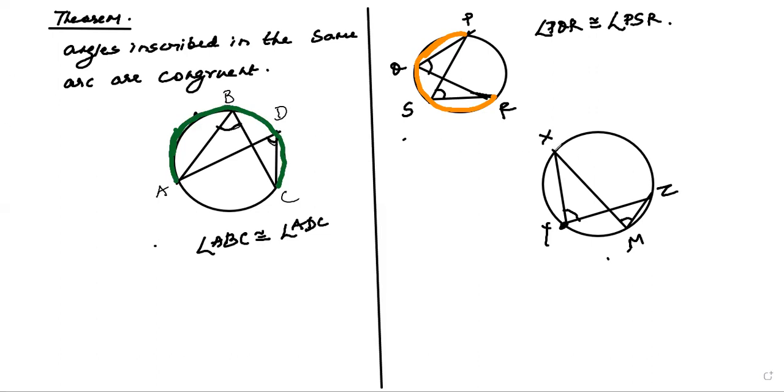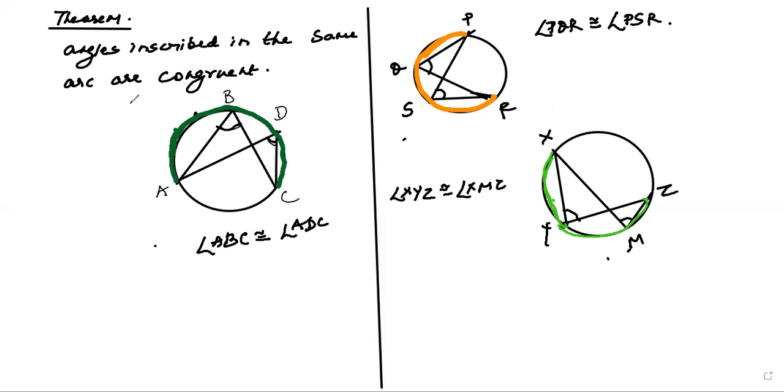You can see here, it starts from X. Can you see this light color of green, I think? It starts from X, goes up till Z. So these two angles are inscribed in the same arc. So you can always say, children, these angles are always congruent. Angles inscribed in the same arc are congruent. Like angle XYZ is congruent to angle XMZ. Are you getting me, children?